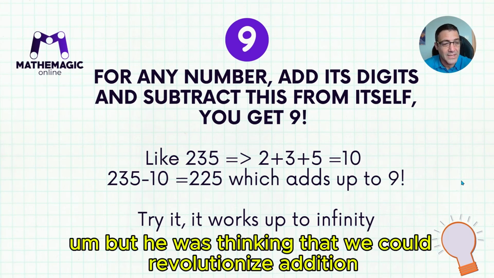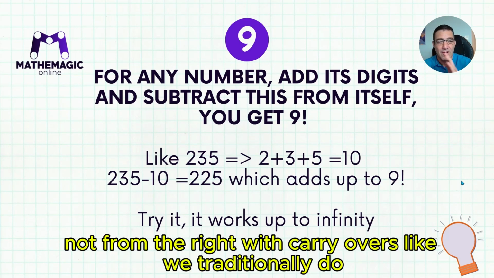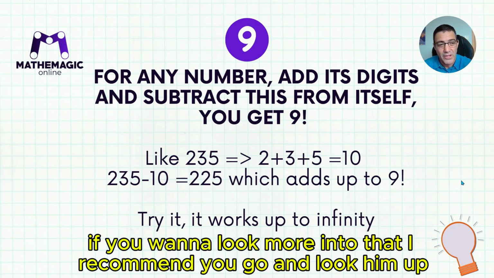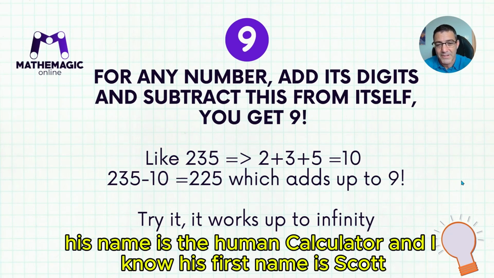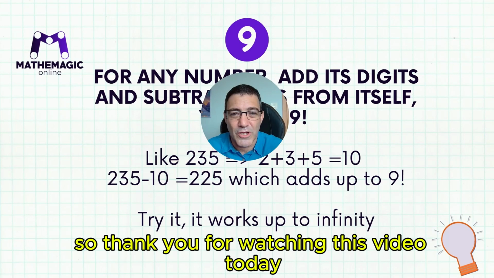But he was thinking that we could revolutionize addition by thinking about this property and by adding numbers from the left, not from the right, with carryovers like we traditionally do. And he says that that would be a much better way to add numbers. If you want to look more into that, I recommend you go and look him up. His name is the Human Calculator. And I know his first name is Scott. I forgot his last name. Flanberg, something like that.